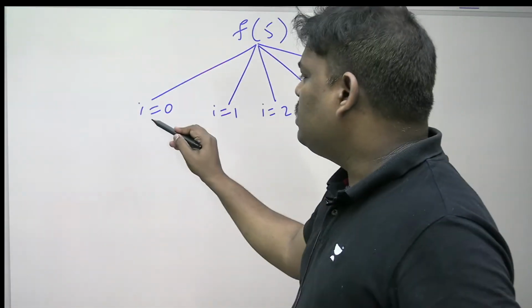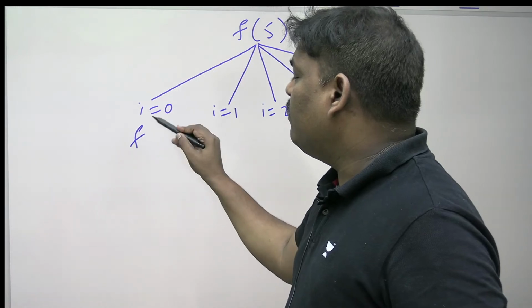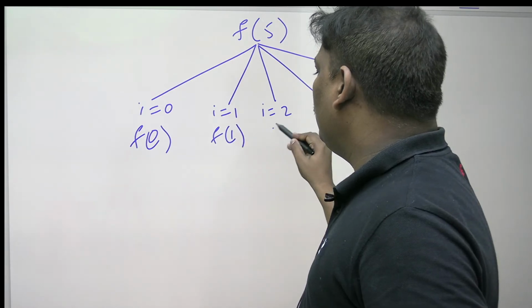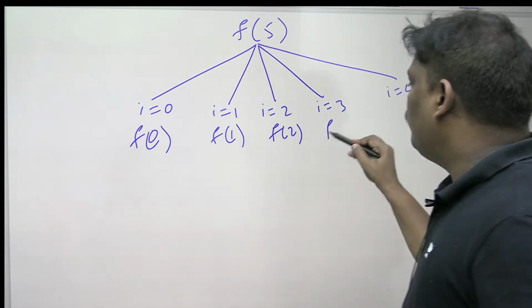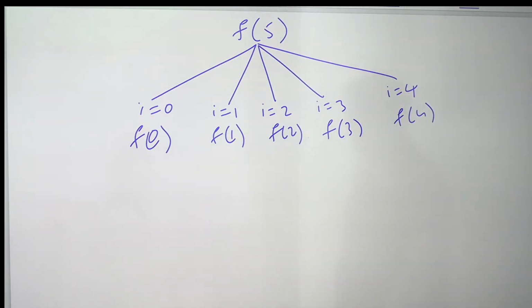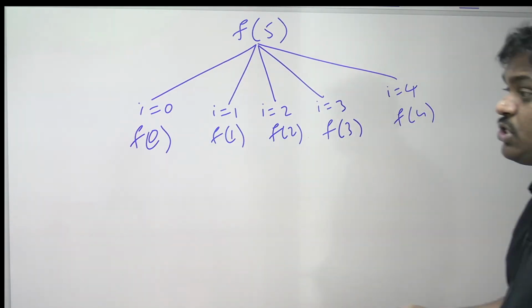So what is the answer? For each i value you will call: i value 0, f0 you will call; i value 1, f1 you will call; i value 2, f2 you will call; i value 3, f3 you will call; i value 4, f4 you will call. It is a recursion.